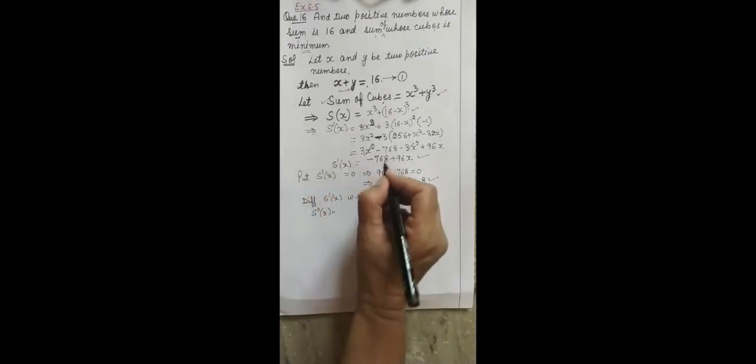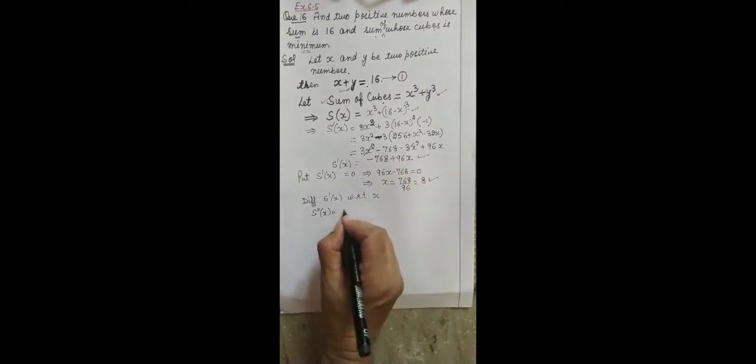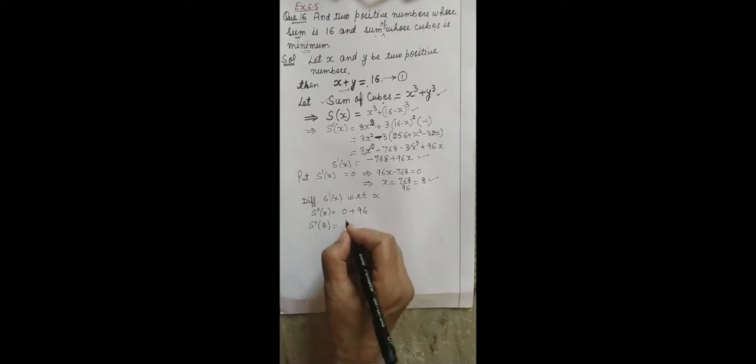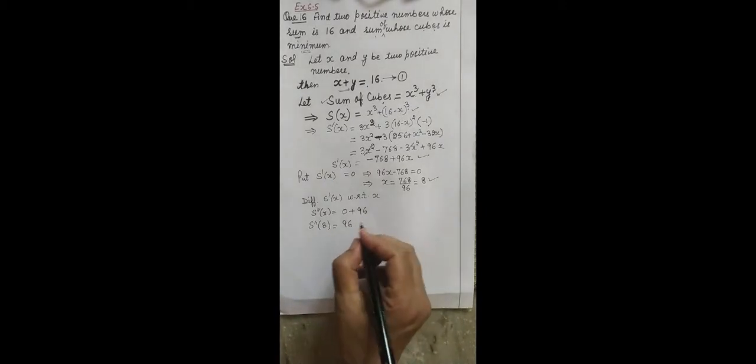Now I will differentiate this function s dash x. This is a constant term, its derivative will be 0, and it is plus 96. So my derivative is 96. So let me check what will happen when x is equal to 8. Again at x equal to 8, it will be 96 because it is a constant term.